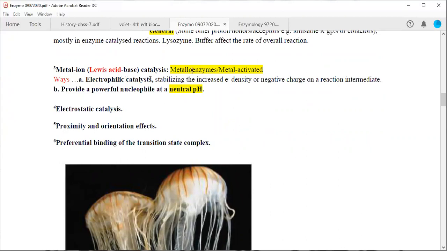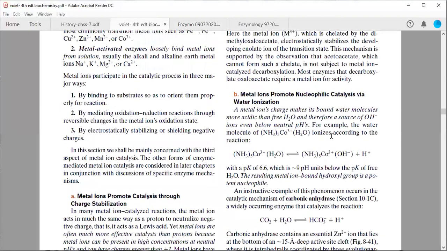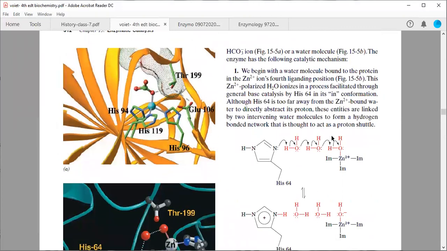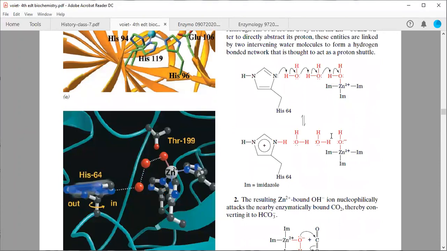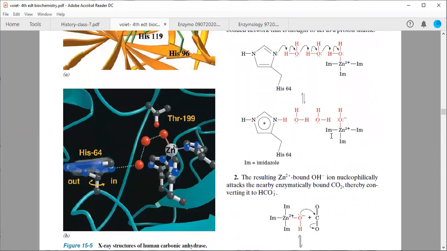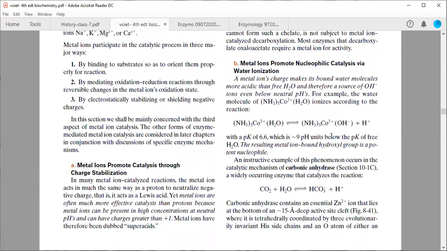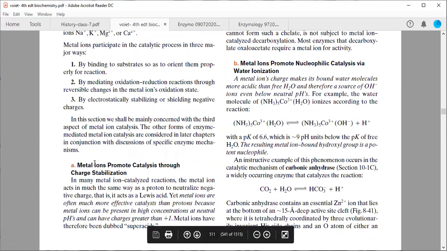In two ways it can catalyze the reaction. First of all, as an electrophilic catalyst, stabilizing the increased electron density and negative charges over the reaction intermediate. The word stabilizing is very important because most of the time these ions stabilize the negative charge over the reaction intermediate or the substrate, as you have seen in the case of kinases. If there is a metal ion, suppose this is a metal ion. Metal ions promote catalysis through charge stabilization.